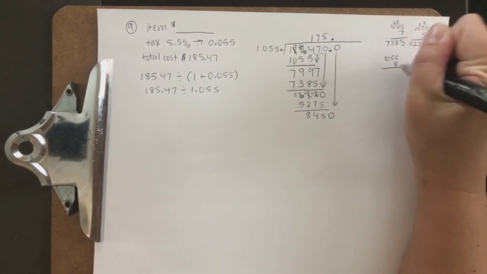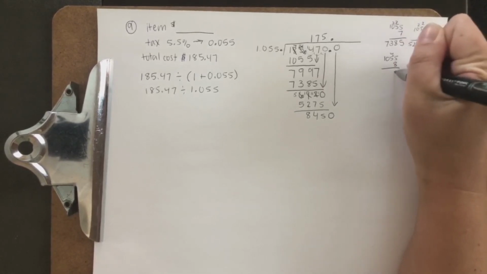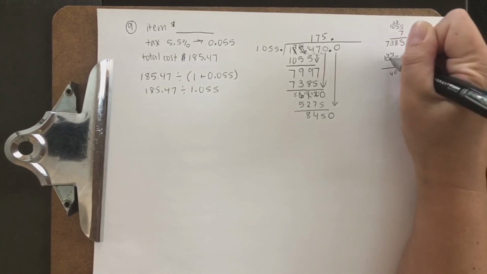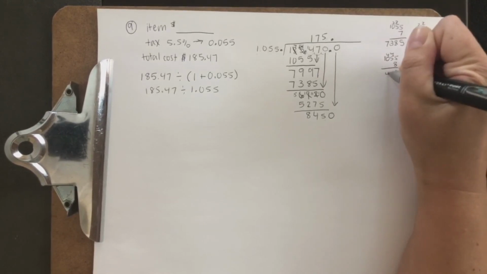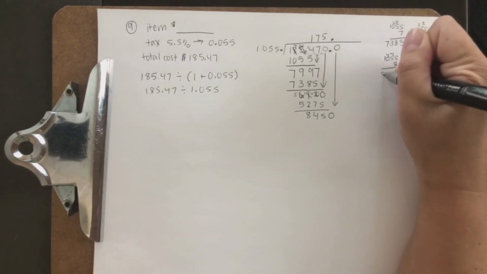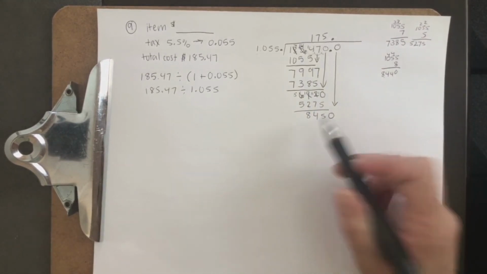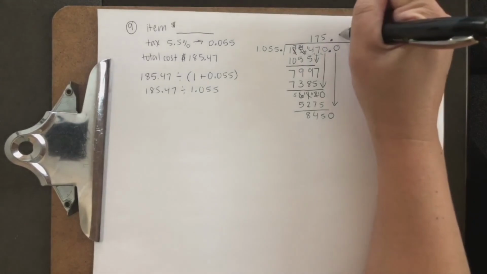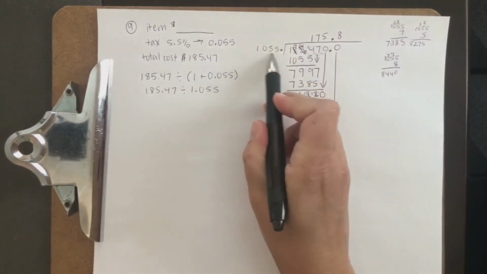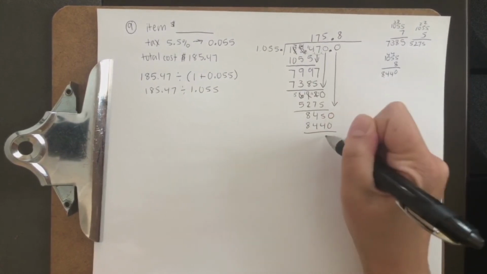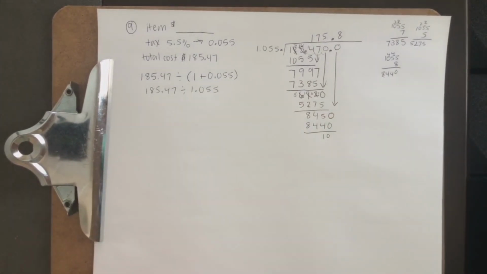1,055 times 8. 8 times 5 is 40. 8 times 5 is 40 plus 4 is 44. 8 times 0 is 0 plus 4 is 4. 8 times 1 is 8. 8,440. We just made it. So that was 8. 8 times 1,055 is 8,440, and we have 10 left over.